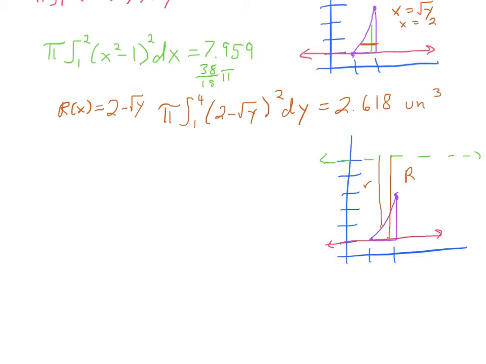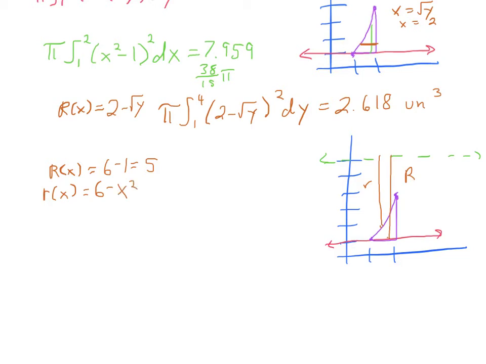So remember, we always go top minus bottom, and since our axis of revolution is on the top, to find our big R of x, we're going to say 6 minus the bottom boundary line, which is y equals 1. So 6 minus 1 is 5. And then to find our little r of x, we're going to say 6 minus our function, which is x squared.